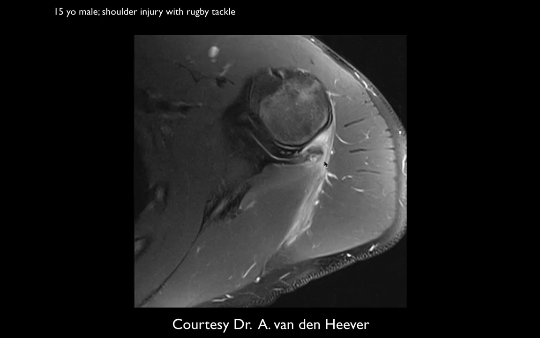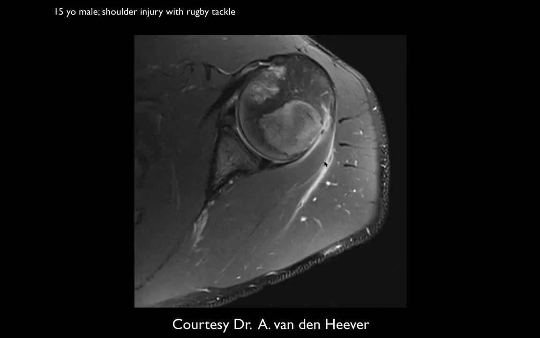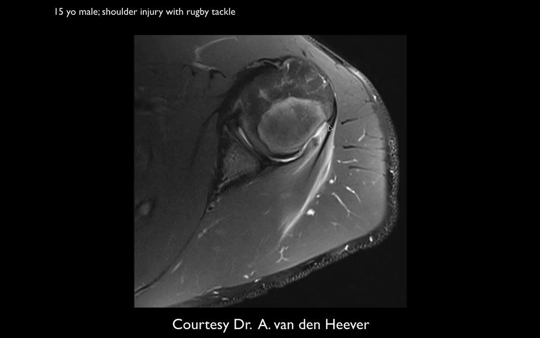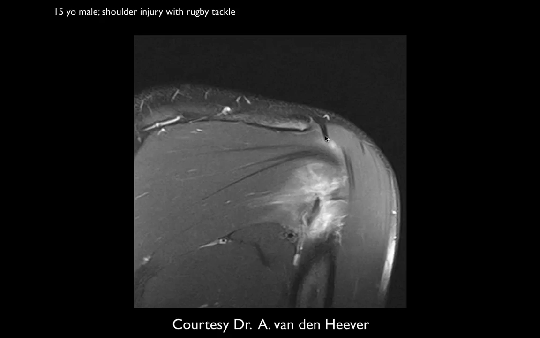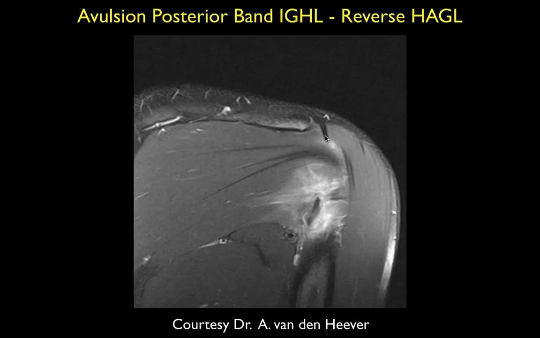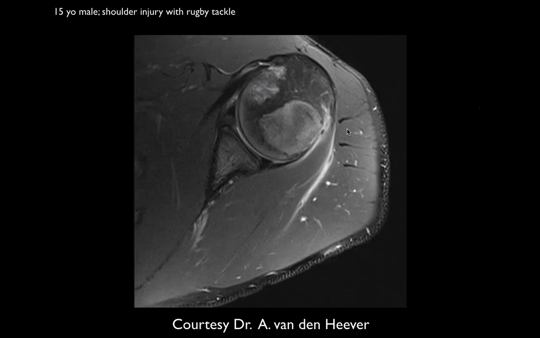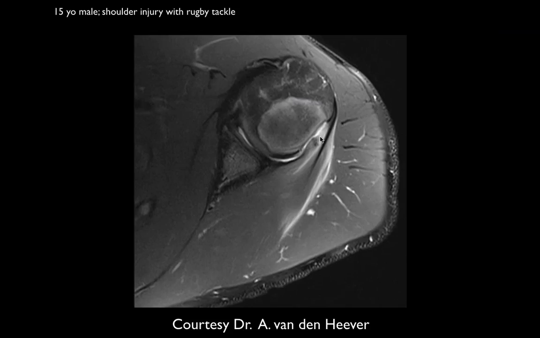Okay. And the question is how far down we are. It looks like we're pretty low, so I think this is an injury to the inferior glenohumeral ligament with tear. Here are the coronal images. So this is an avulsion of the posterior band of the inferior glenohumeral ligament from the humerus. Hi, Jeff. So, let's go back here. And you can see that it's avulsed off right in that location.